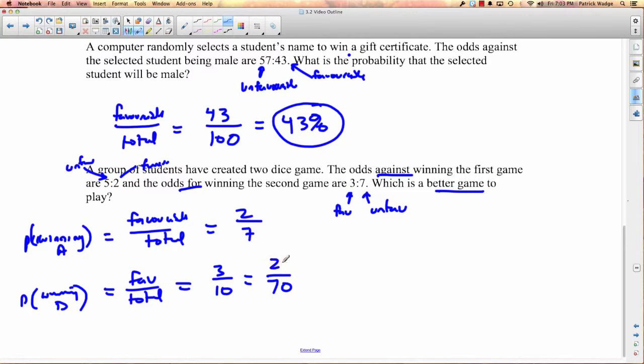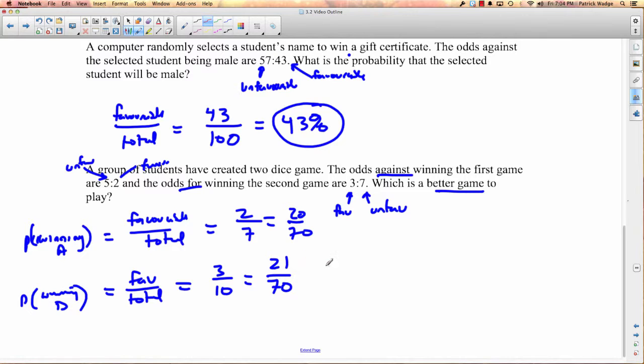3 times 7 is 21. We want to get 70 here too. What do you multiply 7 by to get 70? 10. So multiply the top by 10, you get 20. Great, now we can actually compare these things. The probability of winning game A is 20 out of 70. The probability of winning game B is 21 out of 70.